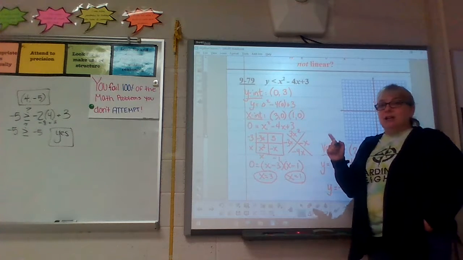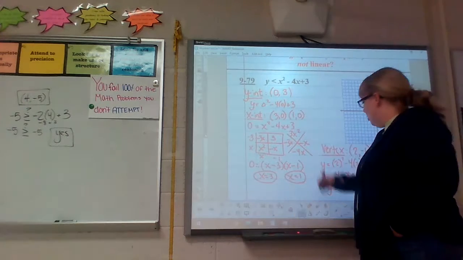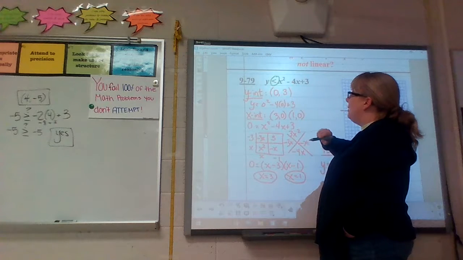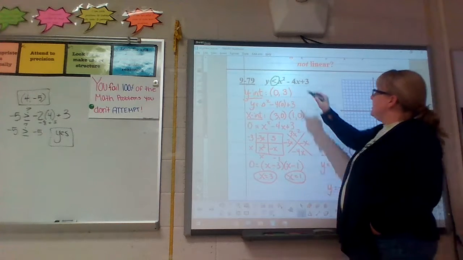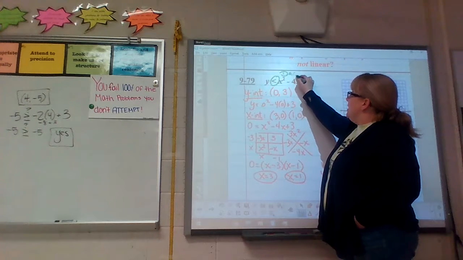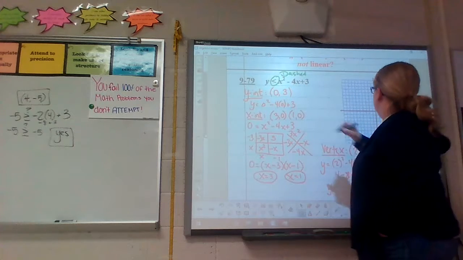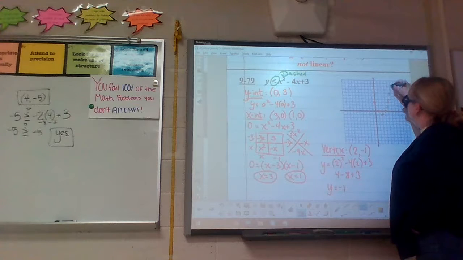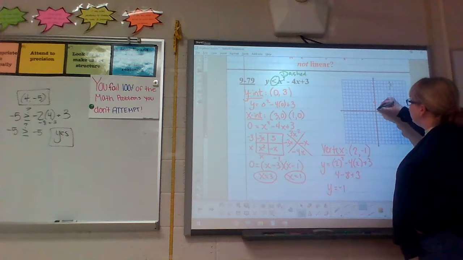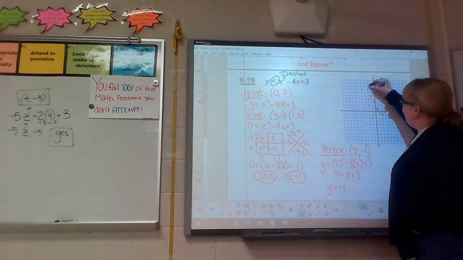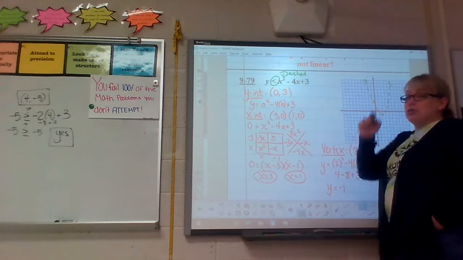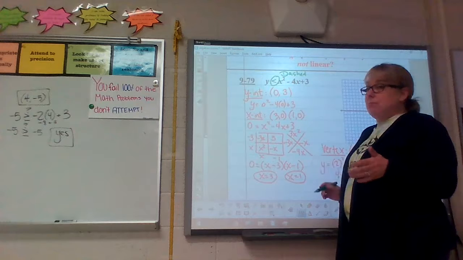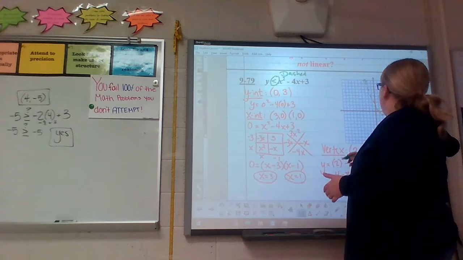Now I need to figure out, is my boundary going to be solid or dotted? If I look at the symbol in my original problem, I see that it is just less than, so that means it's going to be a dashed parabola. So I'm going to draw that dashed parabola. And again, when we're doing parabolas, they're just sketches. And if you forget that it was supposed to be dashed and you draw your parabola and it's solid, you can always write the word dashed next to it to let me know that you wanted it to be dashed.